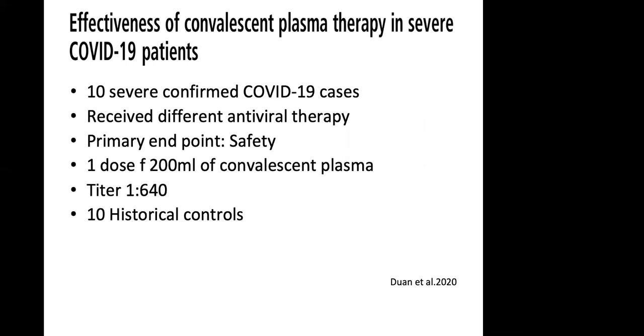When it comes to COVID-19, this is a cohort that was published again from China. So 10 confirmed severe cases received different antiviral therapy. Some received remdesivir, some received lopinavir, ritonavir, but they also received convalescent plasma therapy. It was a single dose of convalescent plasma. The plasma was collected from patients that had recovered from COVID-19, and they should have a titer. The titer was determined to be 1 in 640. And the endpoint was safety. So they just wanted to make sure it's safe.